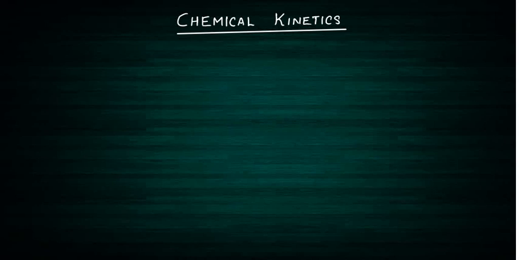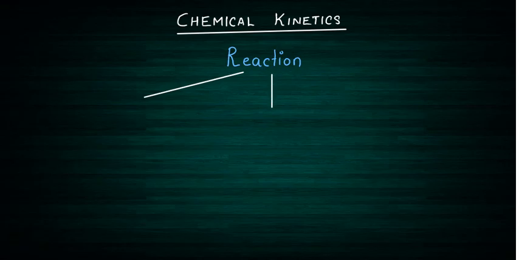Let us begin with the topic of chemical kinetics. Now, before we go to the actual content of the chapter, let us try to understand the concept of chemical kinetics. If you take any chemical reaction, it basically has three aspects to it.